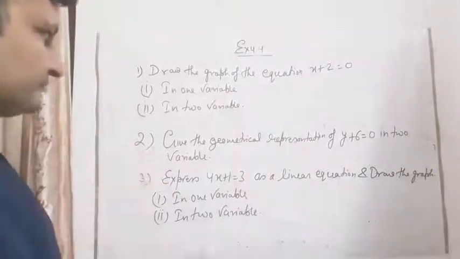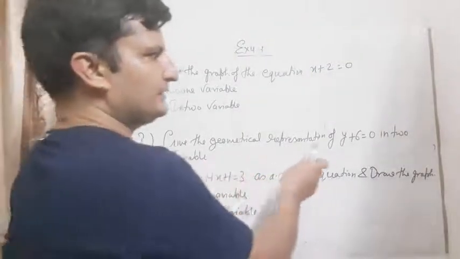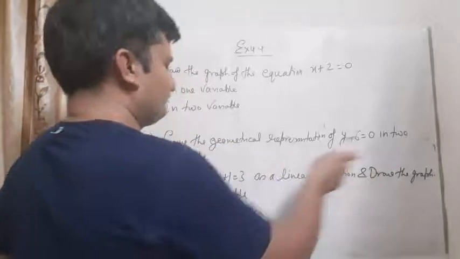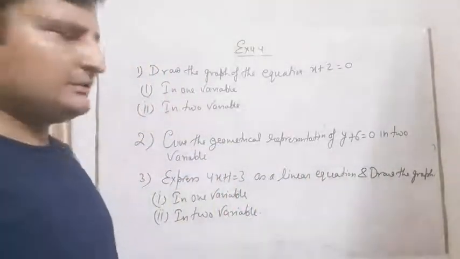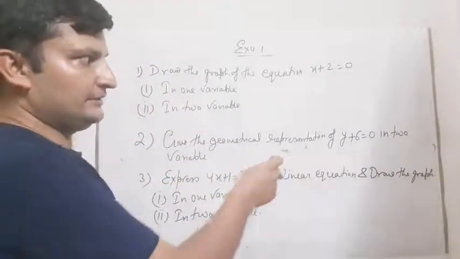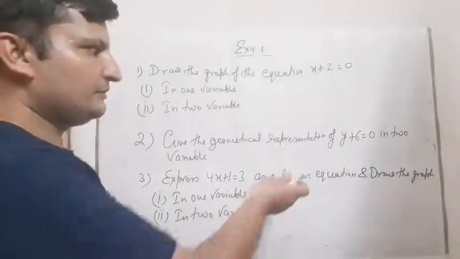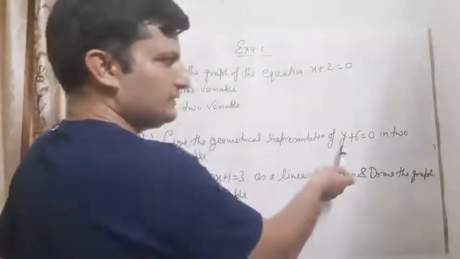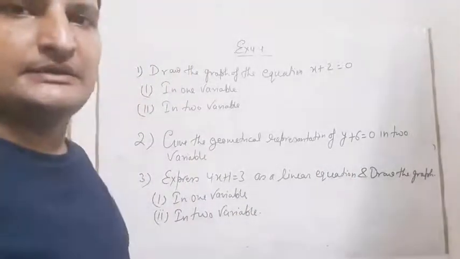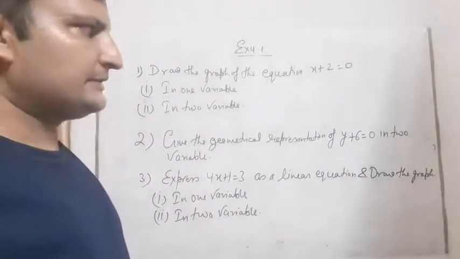Second question, give the geometrical representation of y plus 6 is equal to 0 in two variable. In this question you have to find the geometrical representation in two variable only, not in one variable. So you have to show it in two variable, meaning you have to put 0 into x plus y plus 6 is equal to 0.